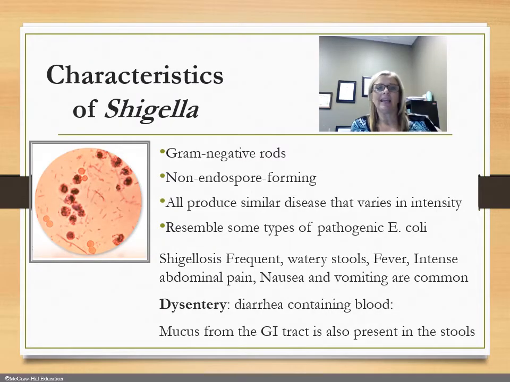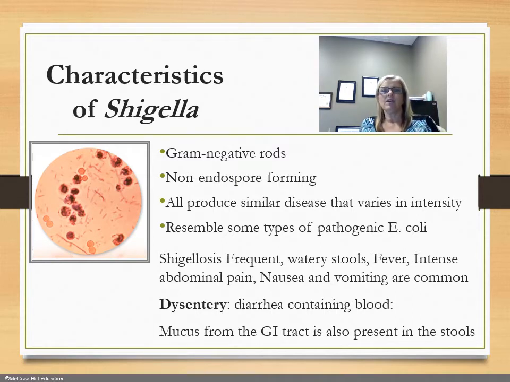Next, we have Shigella, which can cause shigellosis. This is a non-endospore forming gram-negative rod. It is non-mobile. It will not produce urease or hydrogen sulfide. This is primarily a human parasite, but it can also infect apes.